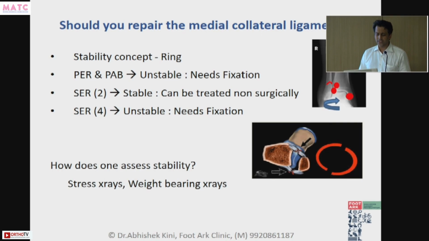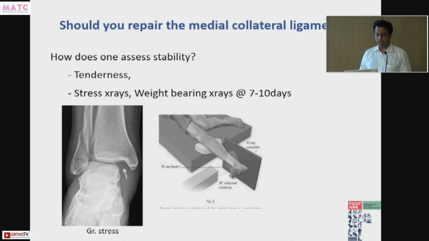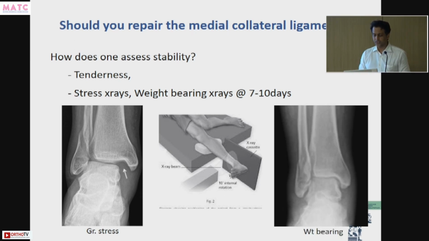So how do you assess stability? Stress X-rays or weight-bearing X-rays. These are gravity stress X-rays. On the edge of the table, you let the patient's foot fall externally and you take a good AP, and you see that it's opening up like this, which tells you that the gravity stress is opening the deltoid and there is an insufficiency, where routinely this would have been your X-ray.